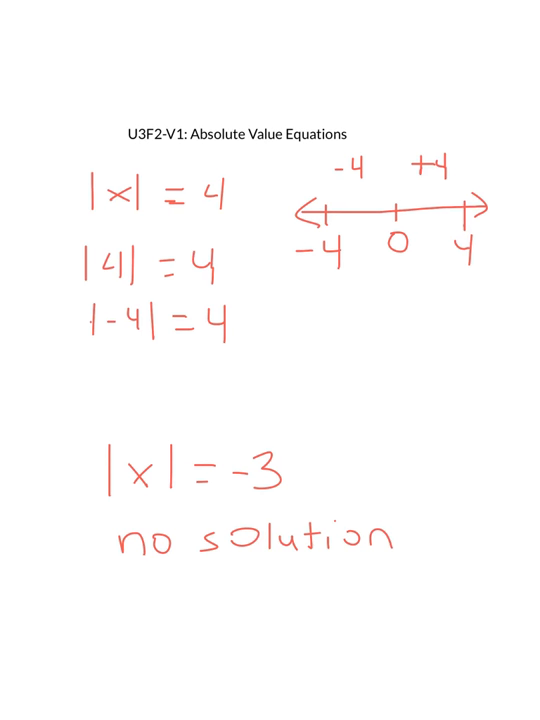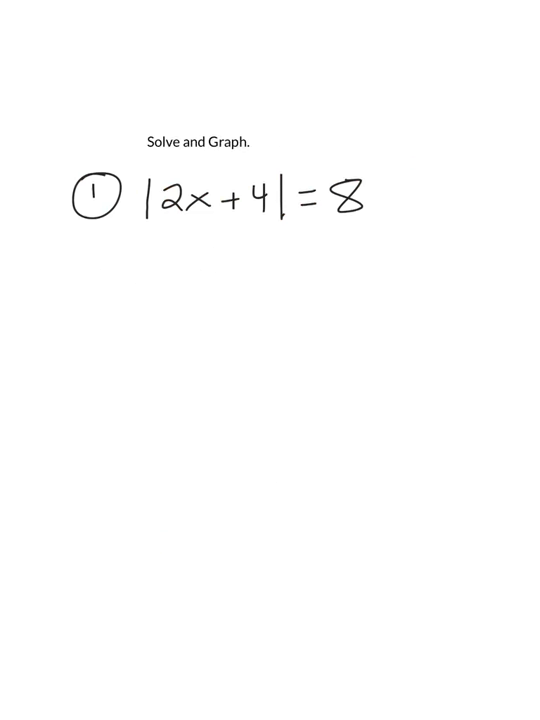So our first problem: the absolute value of 2x plus 4 is equal to 8. We want to isolate the absolute value. So just remember, isolate the absolute value. When I do that, I see it's already isolated.